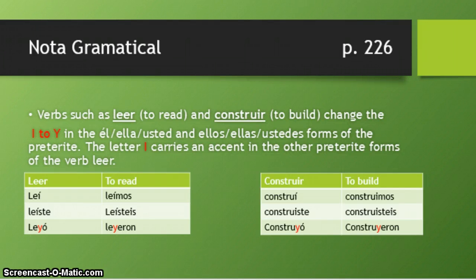Construir is another verb that functions this way. Construir is the verb to build. So the yo form I have construí, construiste would be my tú form. We know the él, ella, usted form is the form that changes, so I can't have construió, I have to say construyó. Smooth it out, change the I to a Y. Construimos, construisteis, y finalmente construyeron. So this only happens in the bottom 2 forms, the third person singular, the third person plural.